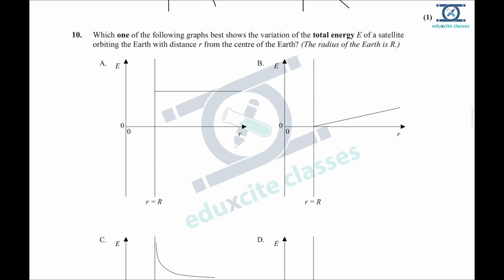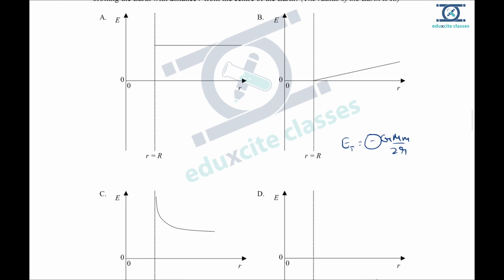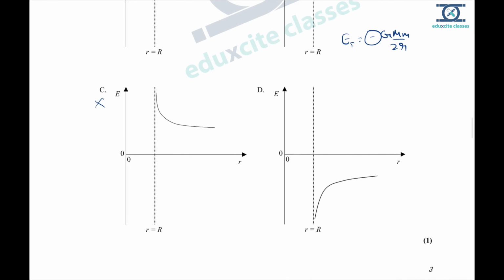Now question number 10. Which one of the following graphs best shows the variation of total energy E of a satellite orbiting the Earth with distance r from the center of the Earth? Here r is the radius. It is a well-noted point that the total energy is minus GMm upon 2r, so it is negative. So first of all, the positive ones will all be neglected.